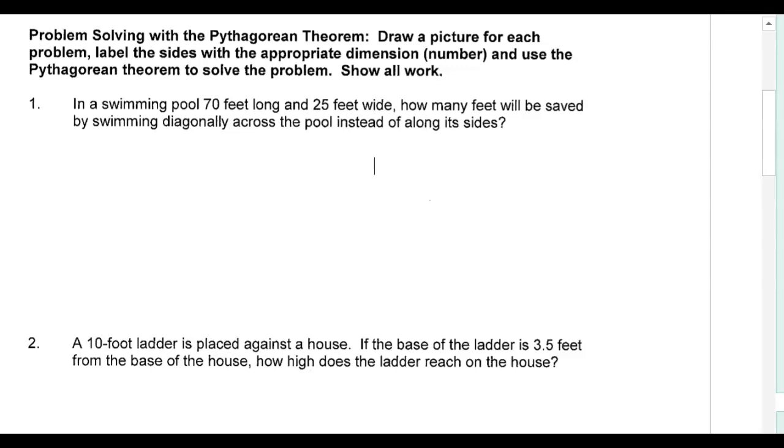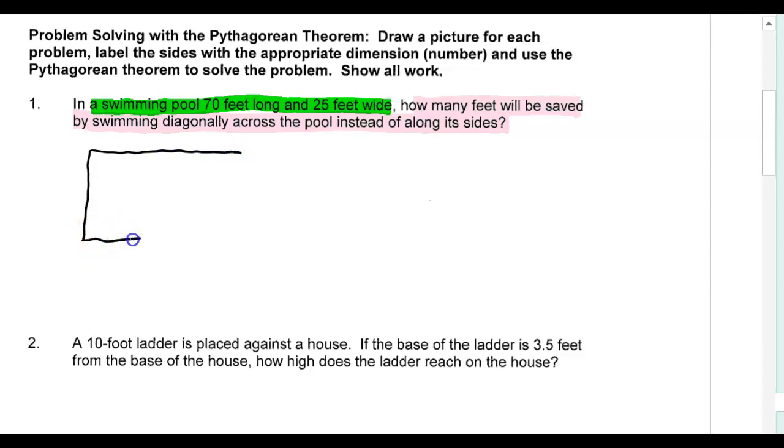Hello geometry students. Today's learning target is to solve applications of the Pythagorean theorem. So if we look at problem number 1, we have a swimming pool that is 70 feet by 25 feet. And we want to know how many feet will be saved by swimming diagonally across the pool instead of along the sides. So I'm going to draw a picture for this problem.